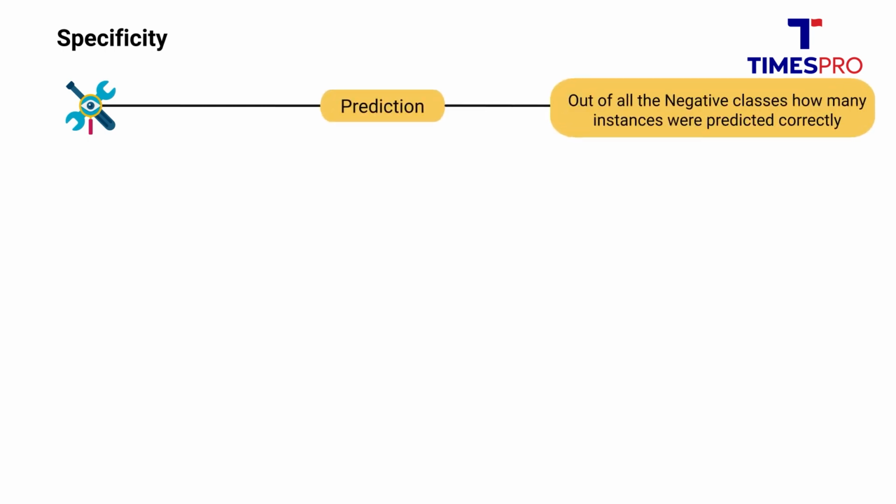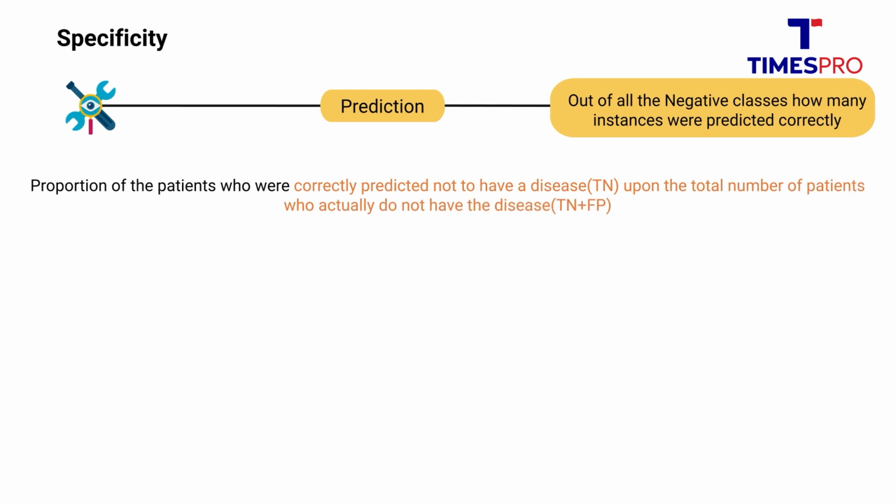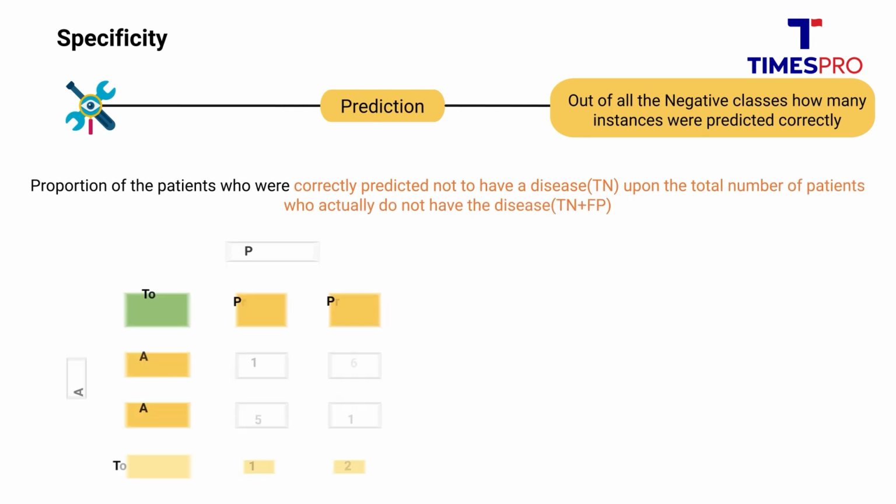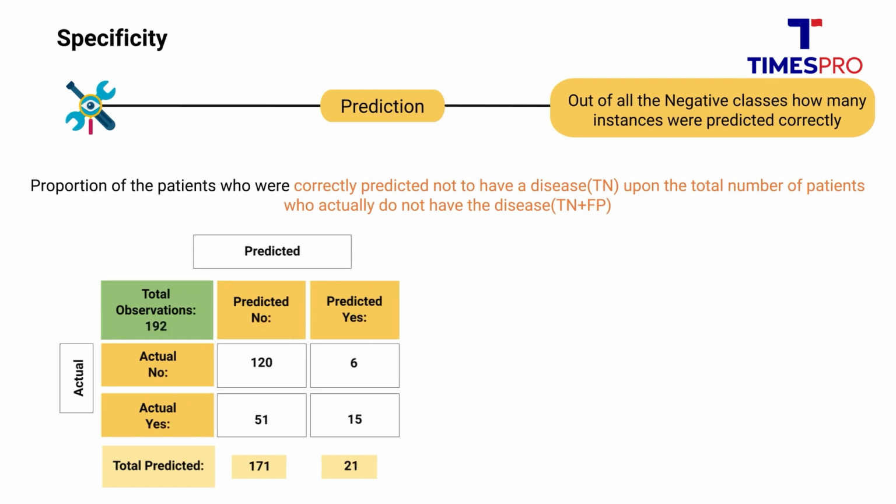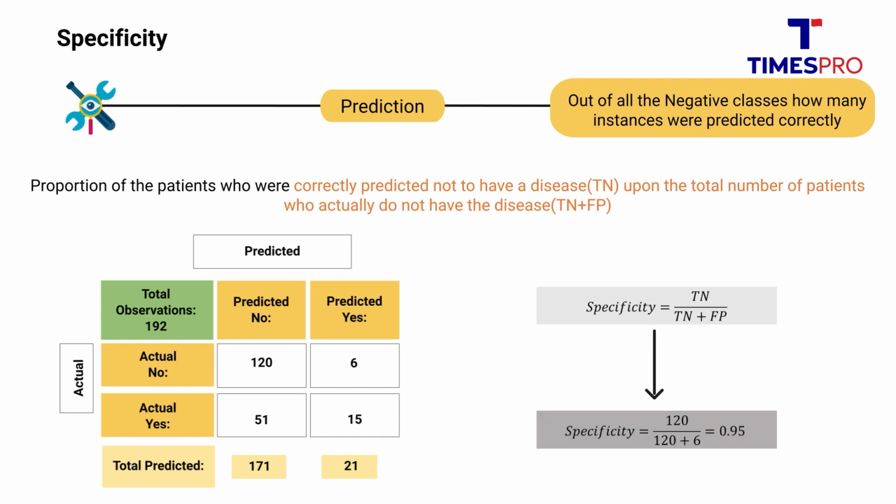The proportion of the patients who were correctly predicted not to have a disease, that's true negative upon the total number of patients who actually do not have the disease, which is the sum of true negative and false positive. Specificity is given by true negative divided by true negative plus false positive. In our example, specificity is given by 120 divided by 120 plus 6, which is nothing but 0.95.